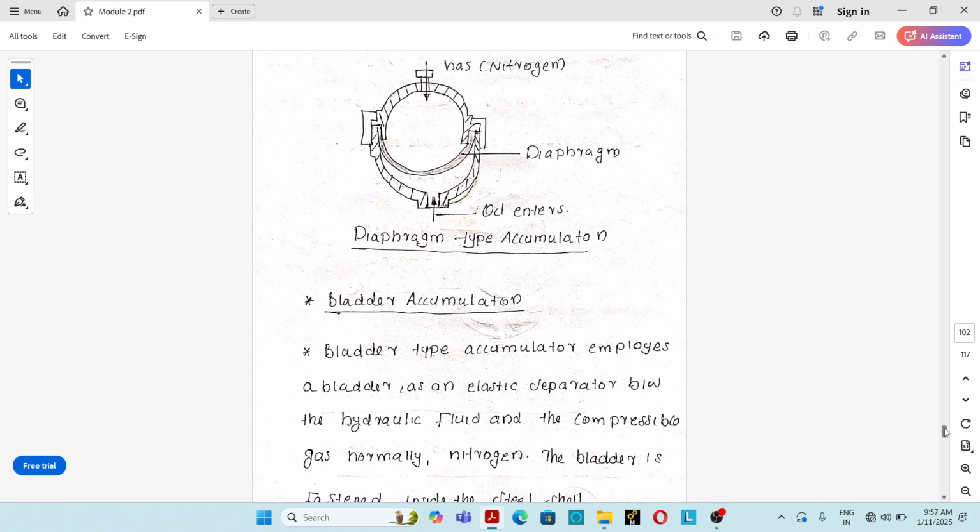Then we have discussed the selection of pump performance, then pressure intensifier, single acting intensifier, double acting intensifier, then accumulator. So these are the important topics in the second module.